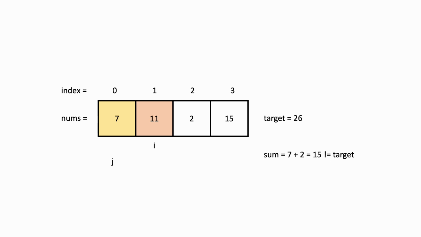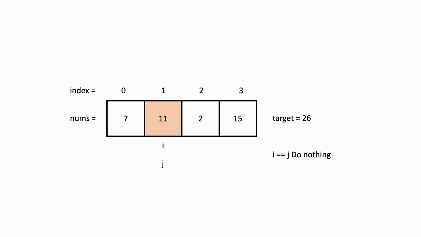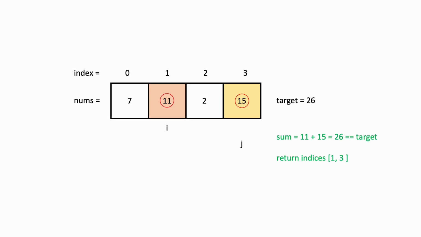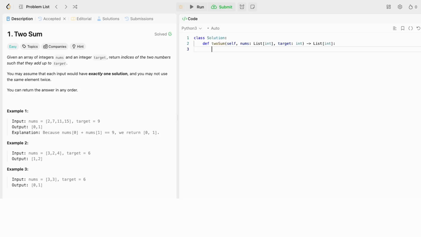We check again if nums of i plus nums of j is equal to the target. No, they are not. We increment the jth pointer. Over here, i and j are equal, so we do nothing. We increment the jth pointer. We check if nums of i plus nums of j are equal. No, they are not. We increment jth pointer. We check nums of i plus nums of j equal to the target. In this case, they are equal. 11 plus 15 is equal to the target. We found our pair of elements, so we return their indices, which is 1, 3.